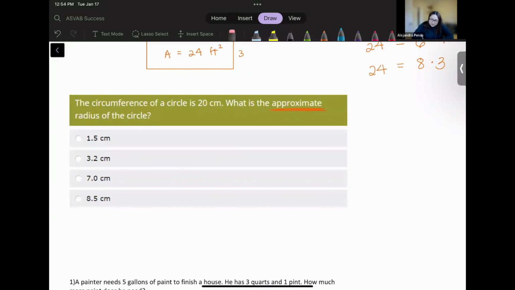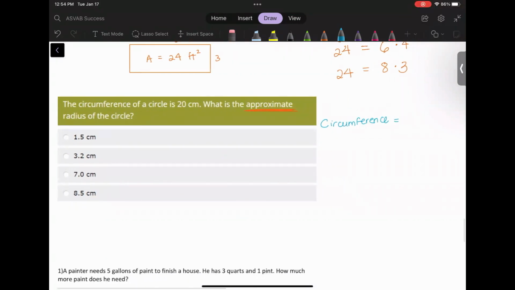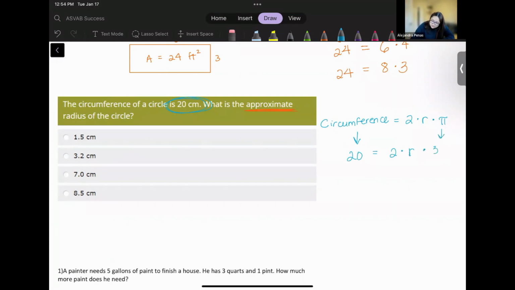So the circumference of a circle is always going to equal what? What's the formula for circumference of a circle? 2πr. 2 times the radius times pi. Now they tell me the circumference is equal to 20, so I'm going to plug that in. 20 equals 2 times, I don't know what r is, that is what we're looking for, and I'm going to use 3.14 for pi.